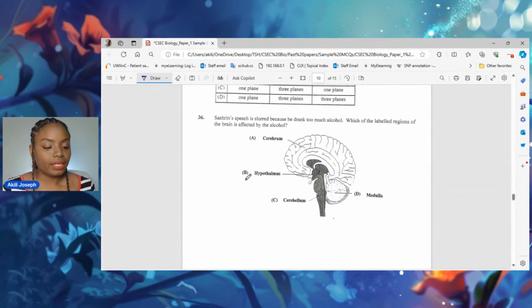Nice. 36, Sachsen's, I think I have that right. Sachsen's speech, that is a tongue twister, right? Sachsen's speech is slurred because he drank too much alcohol. Which of the labeled regions of the brain is affected by the alcohol?